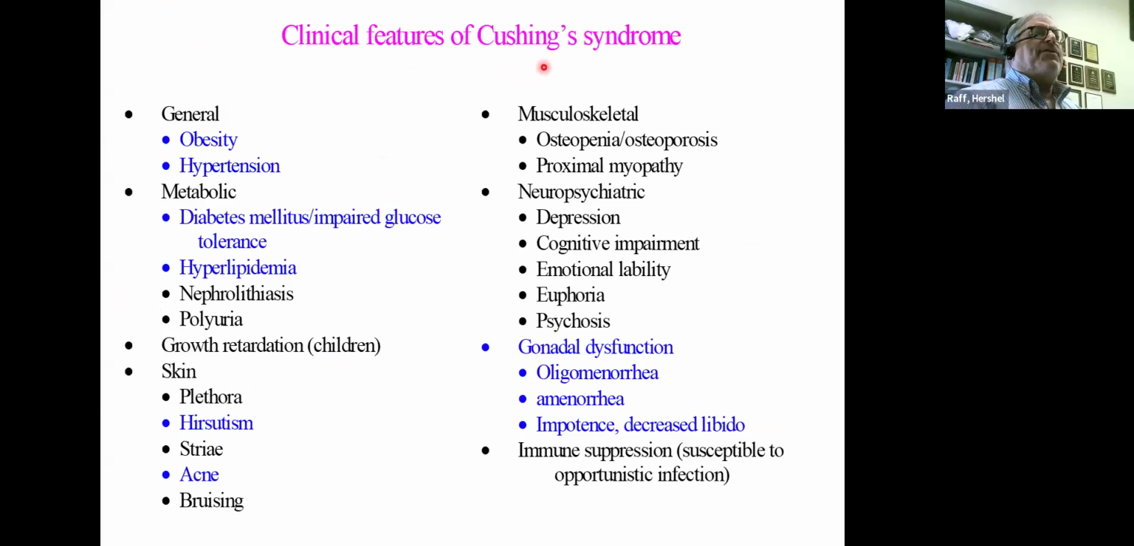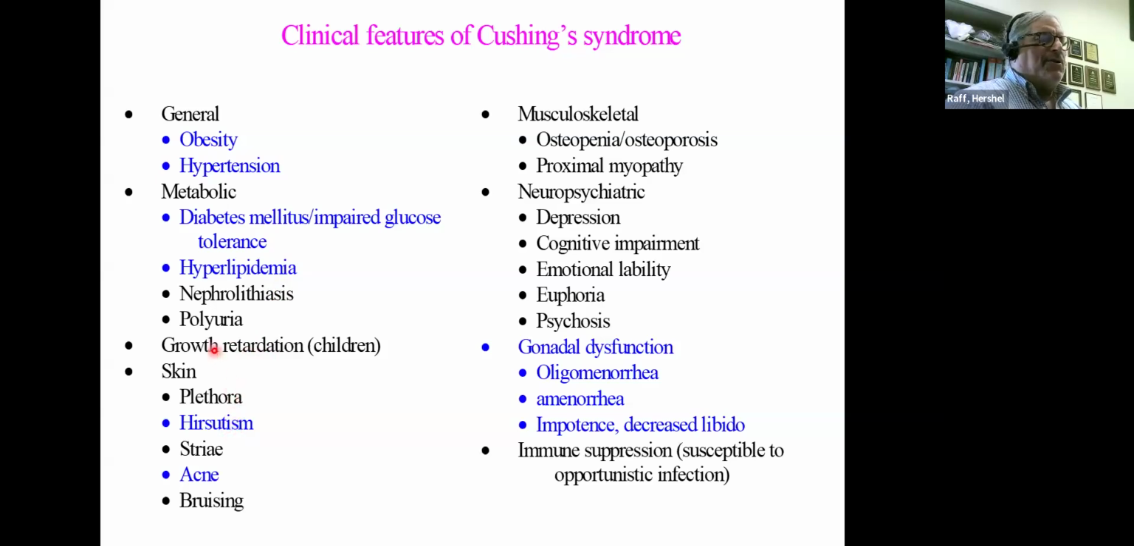So the clinical features of Cushing are so varied, we sometimes call it the protean disease. That is, the Greek god Proteus could take any form. And we've had patients with just 1 or 2 of these findings. But think about how common this is. Obesity, hypertension, diabetes, hyperlipidemia. We'll come back to growth retardation in a second. And hirsutism and acne. Hirsutism in women, obviously.